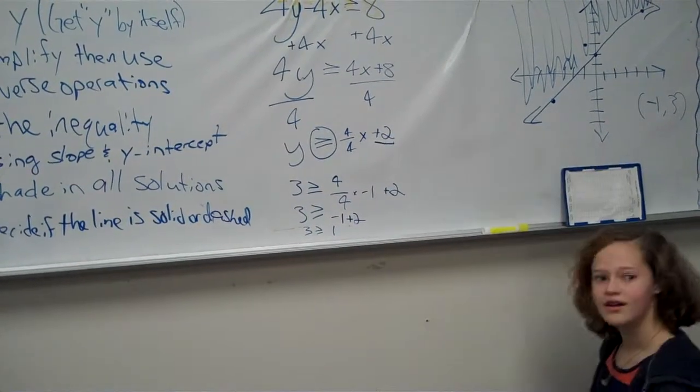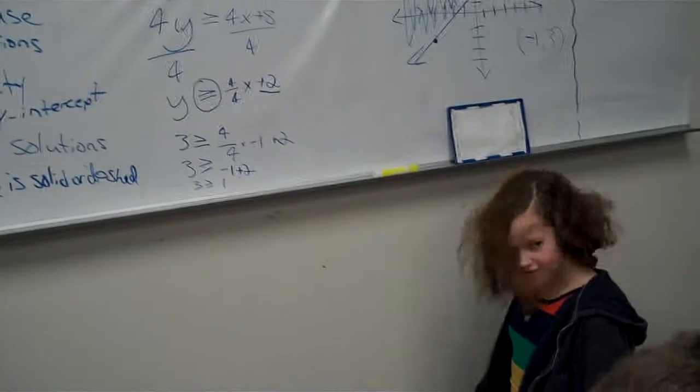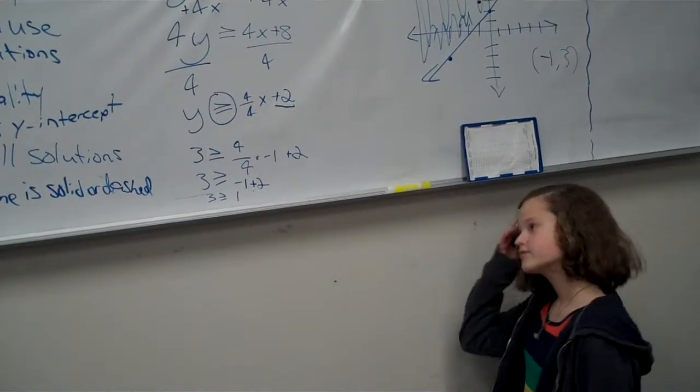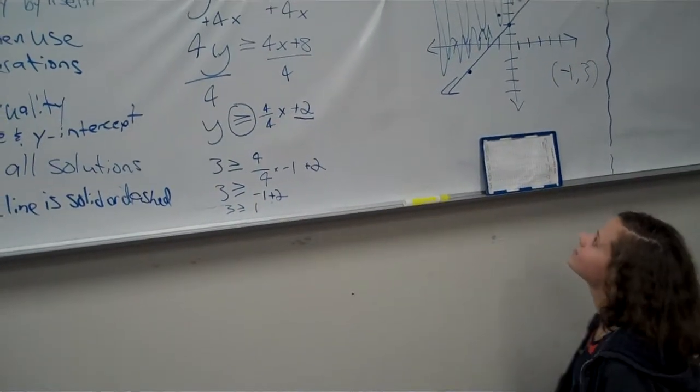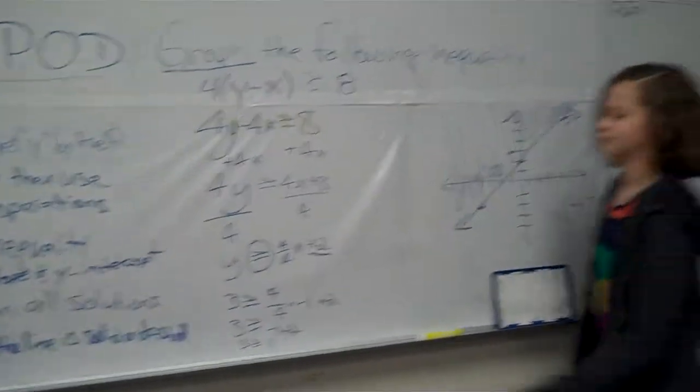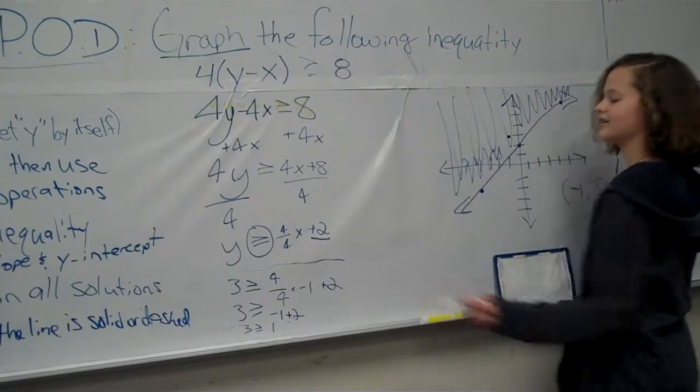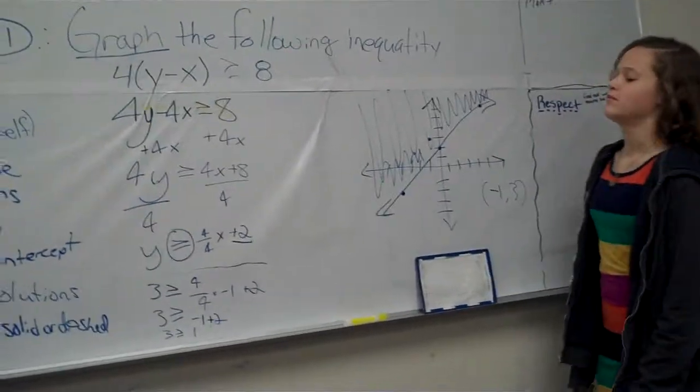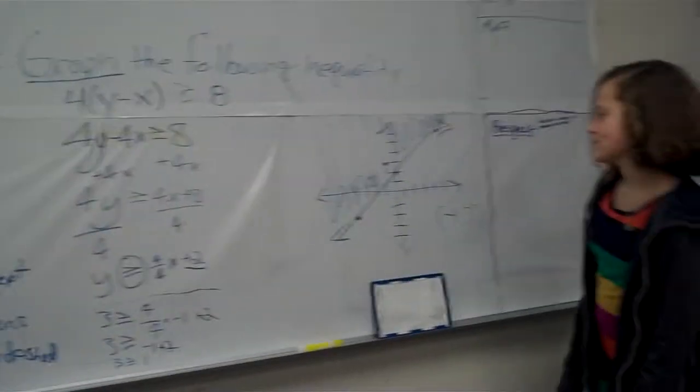Yeah, is that true then? Is 3 greater than or equal to 1? Yep. Yeah, so that's why that section is shaded, right? The region above the line is shaded because that point is true, so all of those points have to be true. Okay, now lastly we have to decide whether that line is solid or dashed.